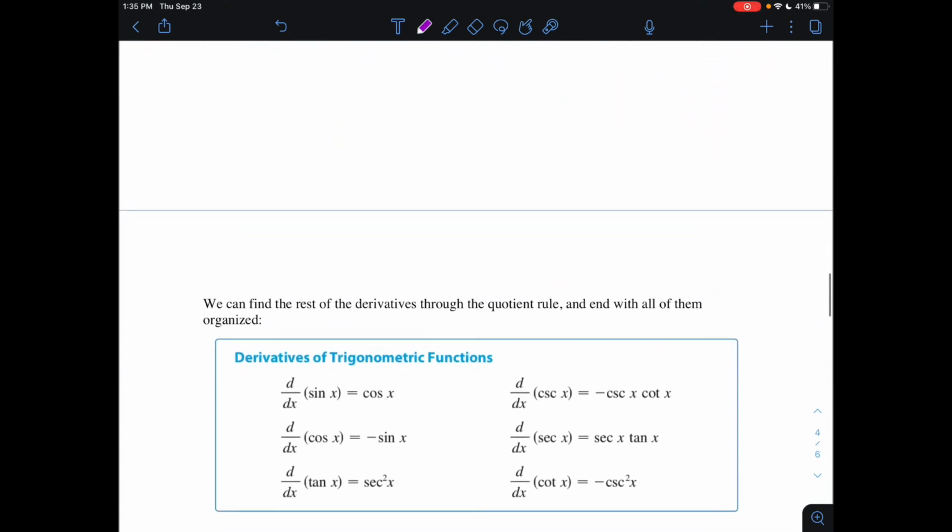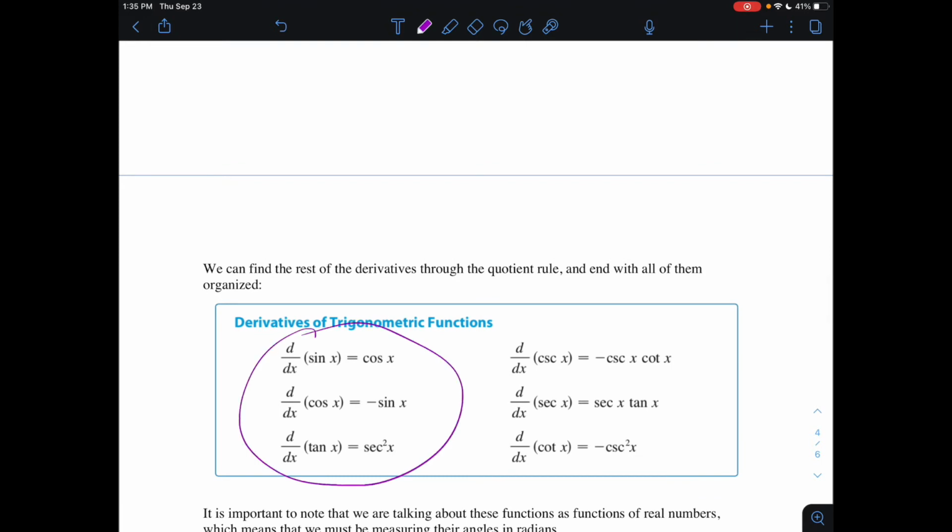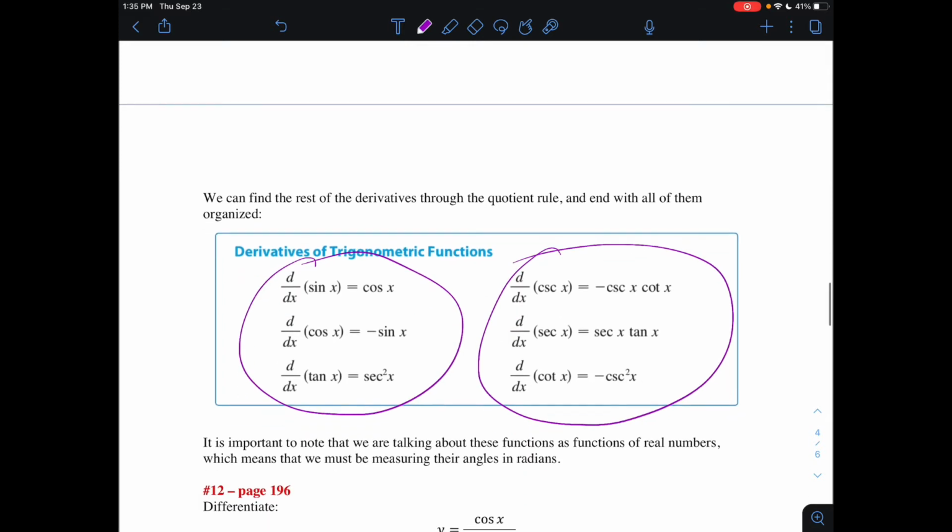So now I have those first three organized here. This comes from your book as well. And you can use similar methods like the quotient rule to figure out the remaining three, since cosecant x, secant x, and cotangent x are all reciprocals of the ones we just talked about. We can just use the quotient rule and we get these remaining three. And I'll point out a couple of patterns with this. There are 6 derivatives that we have here because we have 6 different trig functions. 3 of them are positive and 3 of them are negative.